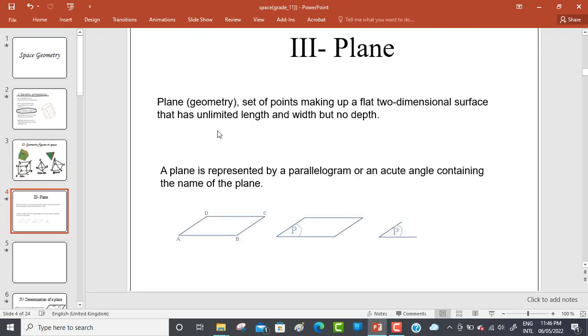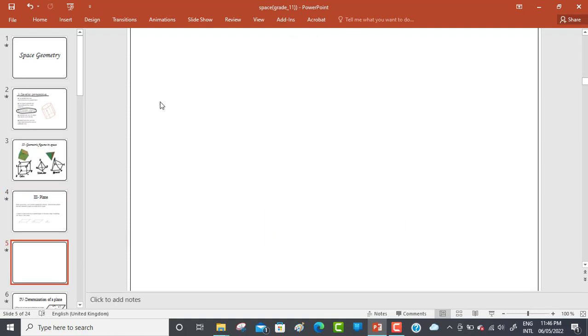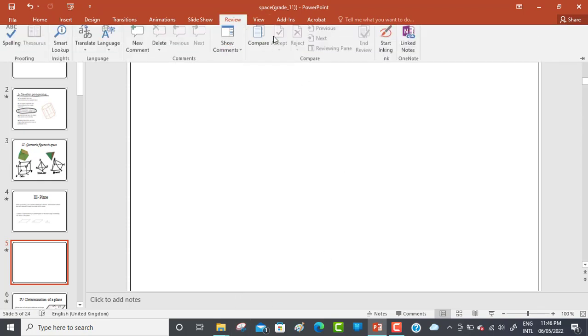The second idea is about the plane. What is a plane? A plane is a set of points making up a flat two-dimensional surface. Any surface that is formed of two dimensions has unlimited length or width but has no depth. Any two-dimensional surface is called a plane. A plane is represented by a parallelogram or an acute angle by writing the name of the plane and one of the vertices. For example, let's go back to the cube, or we have to draw it again.